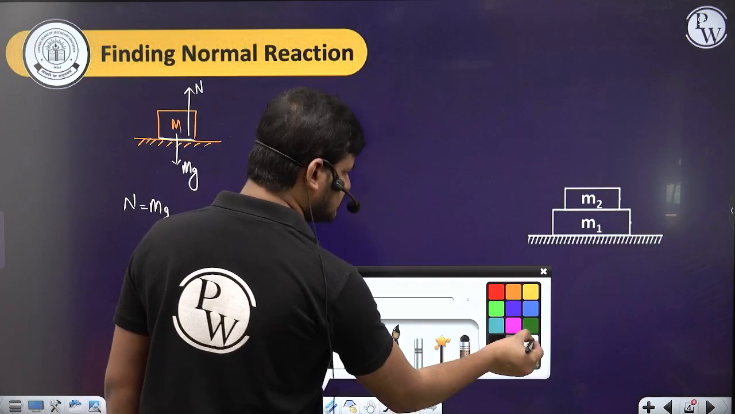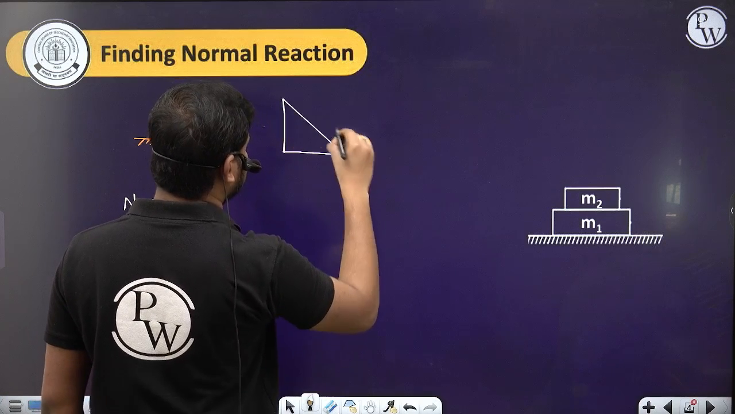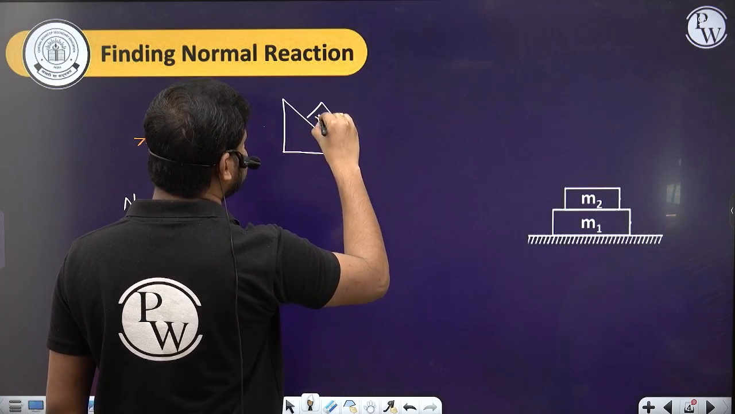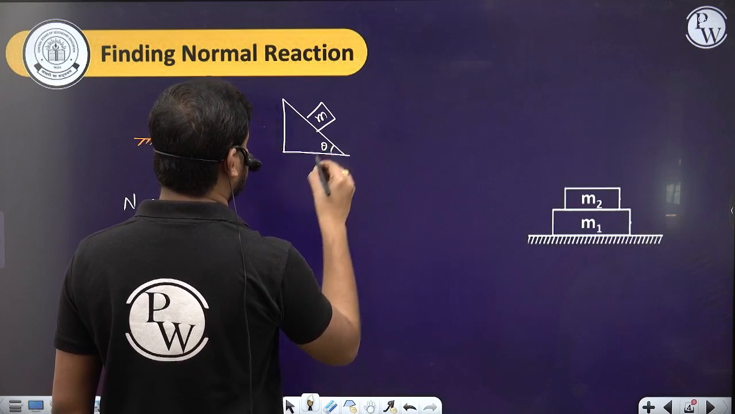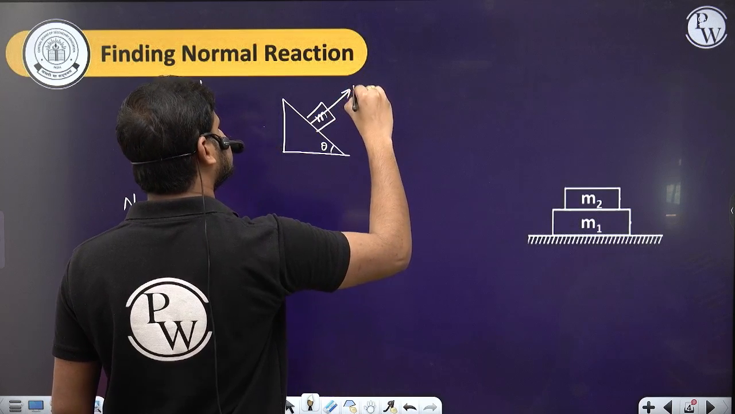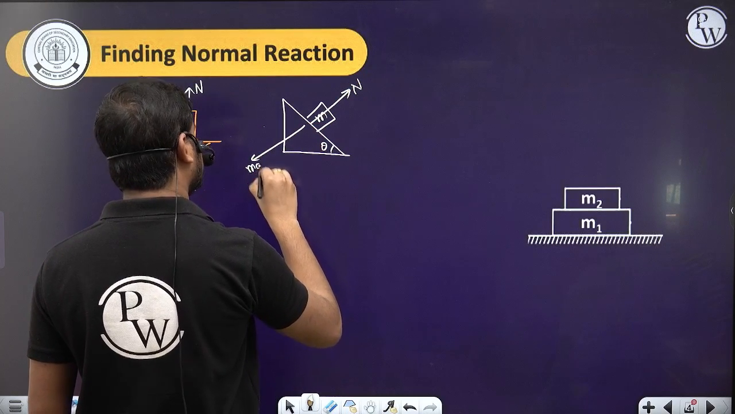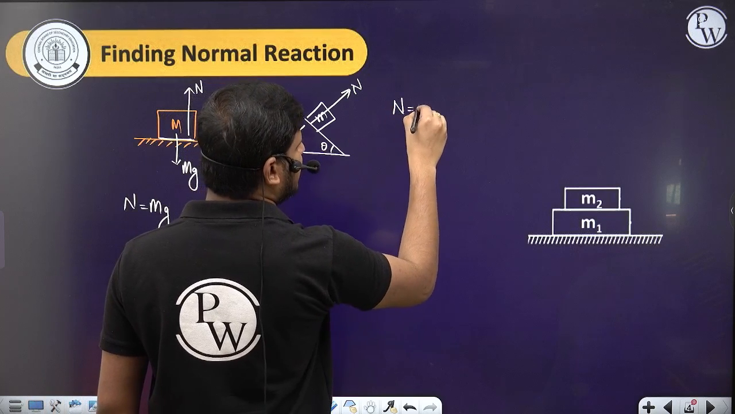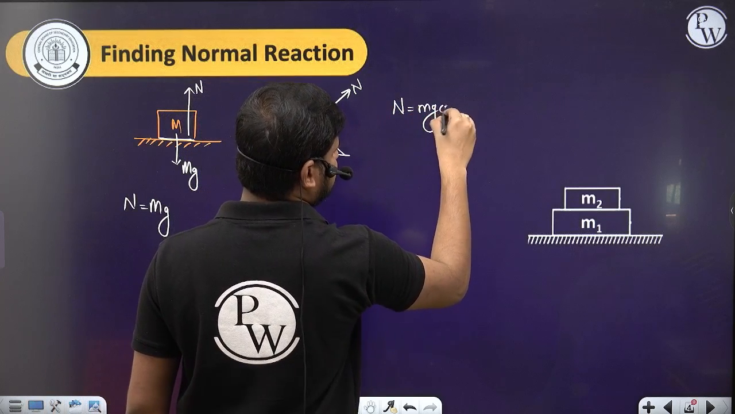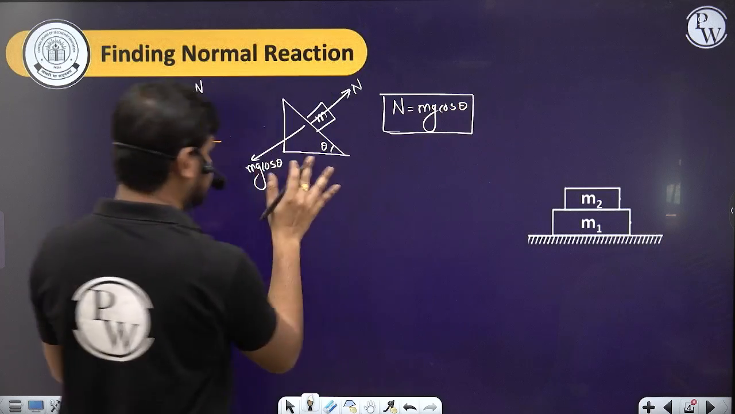For example, in the inclined plane case, here a block of mass m is placed. Let this angle be theta. Here is a normal, this is the normal reaction. So what is the force balanced by that? Here it's going to be mg cos theta. So in this particular case, the normal reaction is going to be mg cos theta. So till now we discussed these basics. We already know this.